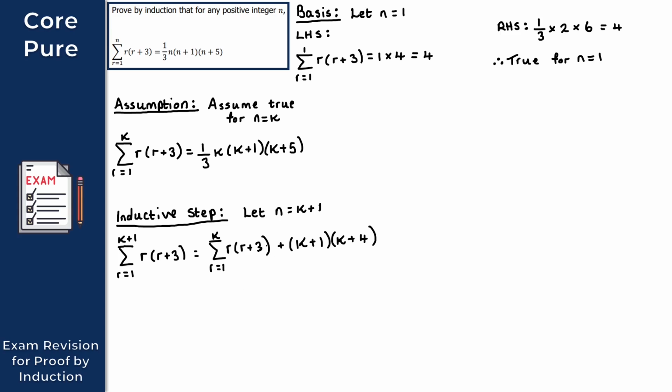In the previous part, we assumed it's true for n equals k. So we know this part is true for n equals k. So we can now replace this with the previous result that we had in the previous step. So we get 1 over 3 k times k plus 1 times k plus 5. We then also have the k plus 1 and the k plus 4 here. So plus k plus 1 and k plus 4.